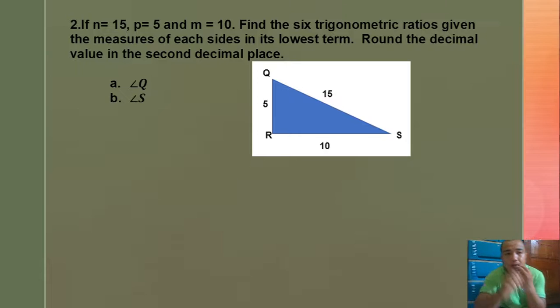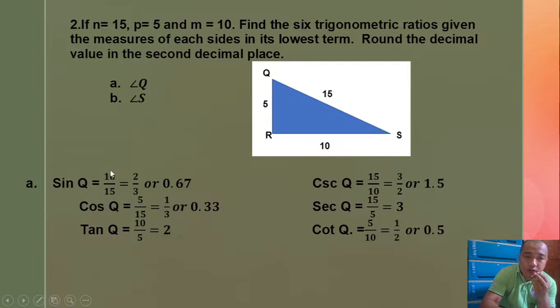Now, if N, the hypotenuse, is equal to 15, P is 5, and M is 10, find the 6 trigonometric ratios given the measures of each side in its lowest term. Round the decimal value to the second decimal place. Let's start with angle A. If our reference angle is angle Q, sine Q is what? Sine Q is 10 over 15, so 2/3 in lowest term, or 0.67. Cosine Q is adjacent side over hypotenuse, so 5 over 15, or 1/3, or 0.33. Tangent Q is 10 over 5, so 2.